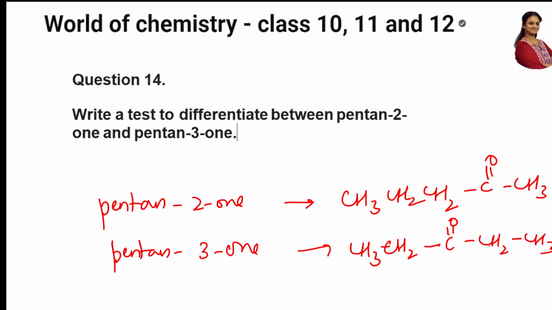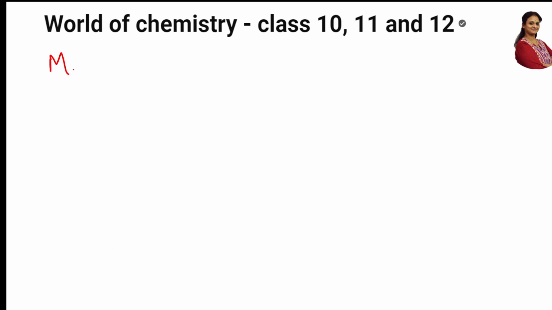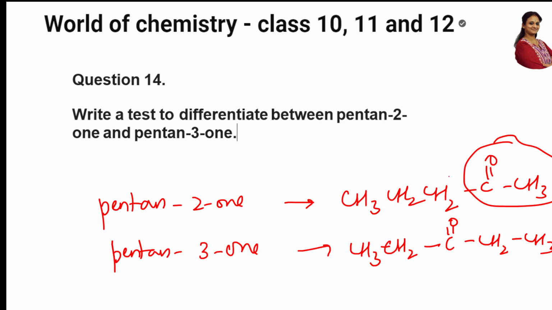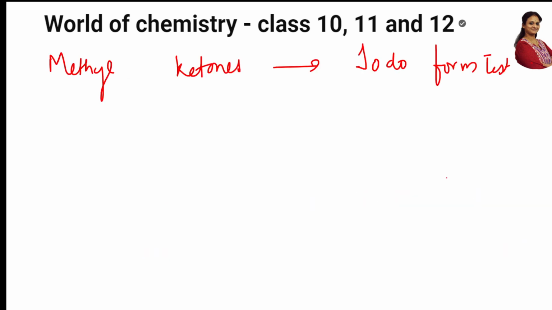Now in this case, what is the difference? This is a methyl ketone, that is the difference. Correct? Methyl ketones give which test, students? They give the iodoform test. They show a positive iodoform test. I can easily write down: pentan-2-one has a CH3CO group and gives a positive iodoform test, but pentan-3-one doesn't.